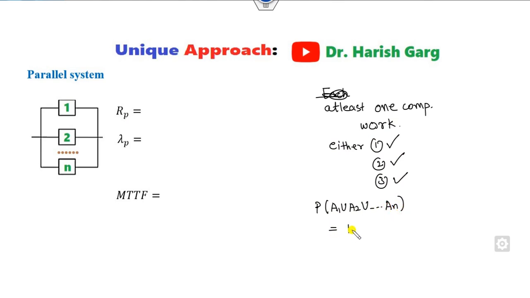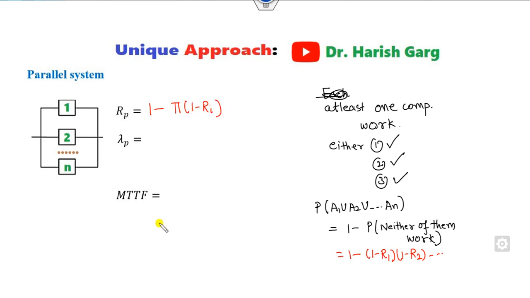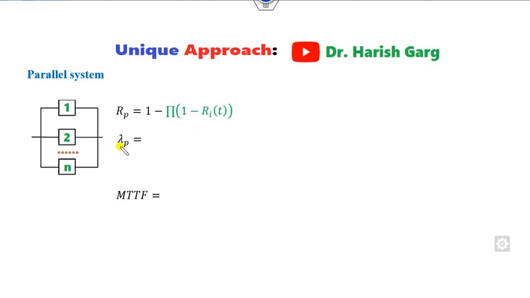So how can you find that? 1 minus the probability that neither of them works. So what is the probability that neither of them works? You can simply say this is 1 minus R1, where R is the reliability, and so on. Or you can say this is nothing but 1 minus the product of the reliabilities. Again, how can you find the MTBF? This is nothing but the reciprocal of this. Fine. How can you find that if the components have lambda 1 and so on?